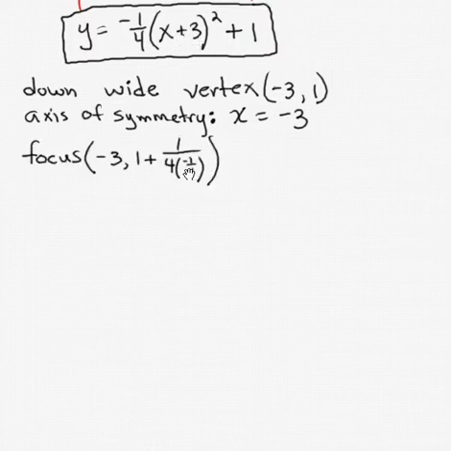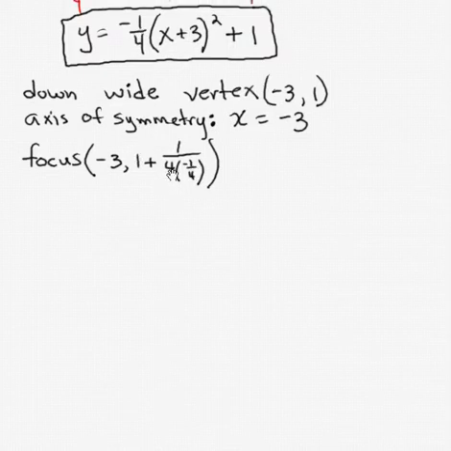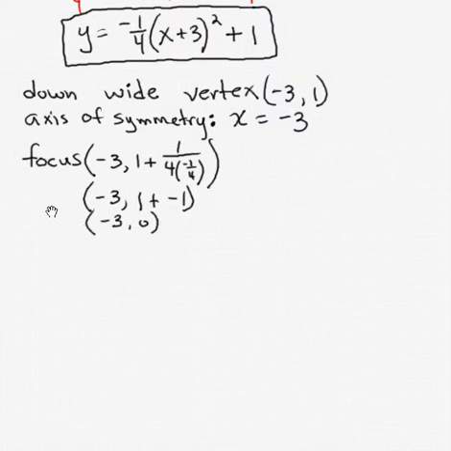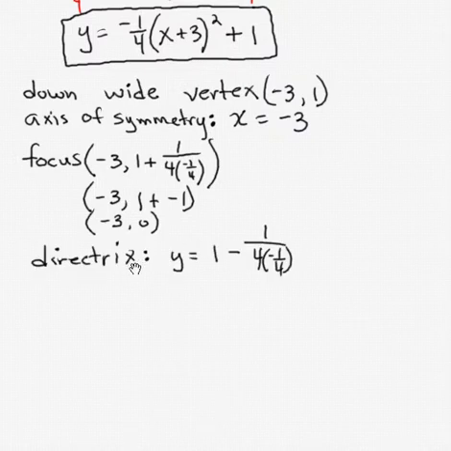Focus, we're going to add 1 over 4a to the y value, since this is a parabola that opens up or down. We're going to add that to 1. a is negative 1/4 again. We saw one like this before. 4 times negative 1/4 is negative 1. 1 divided by negative 1 is negative 1. 1 plus negative 1 is 0. So our focus is located at negative 3, 0.